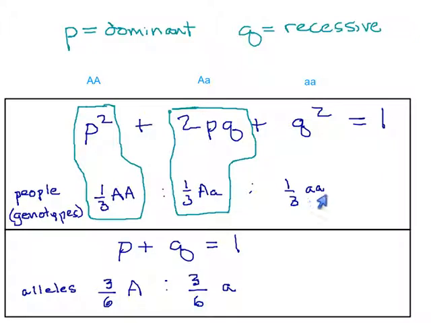In other words, people like this. They have the recessive allele twice. Okay, so this ties in with stuff we've already seen about the different genotypes that people can have.